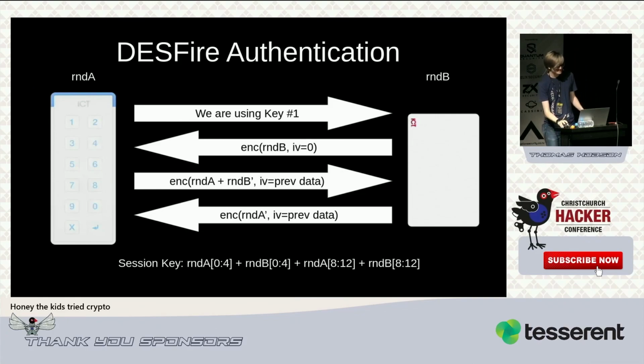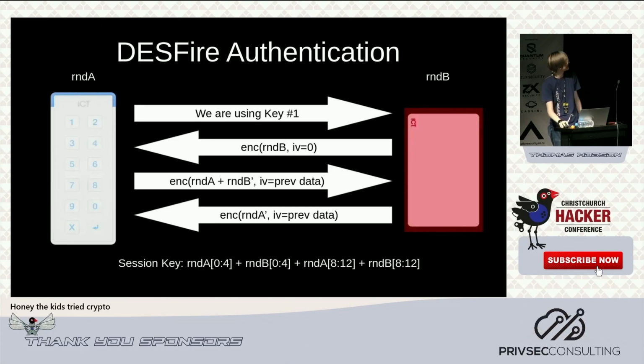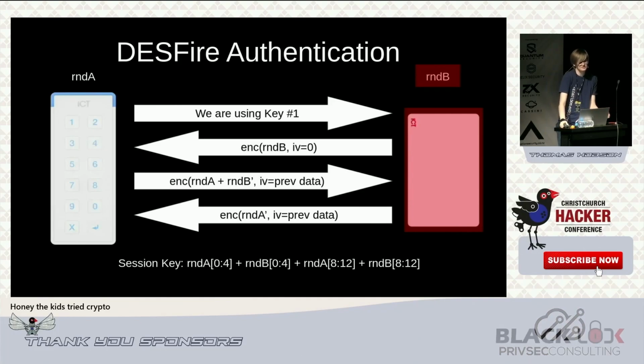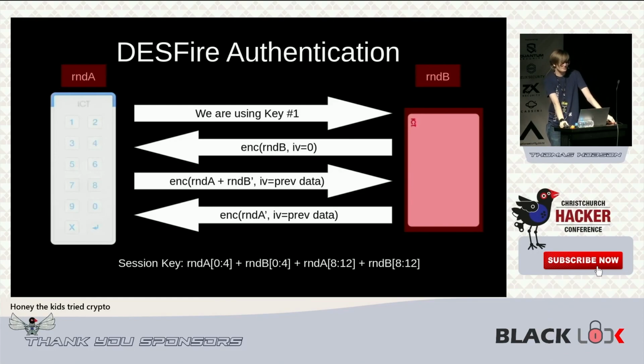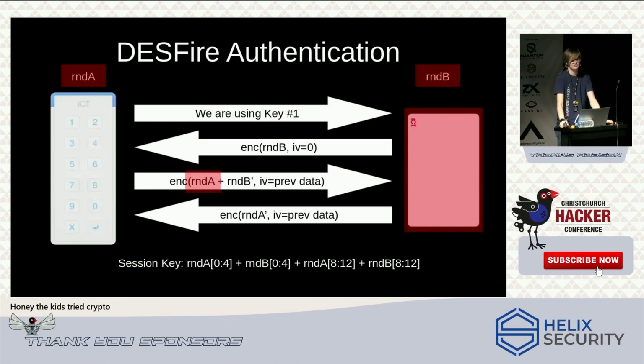But the problem with this is, let's suppose we're an attacker and we want to be the card. That's what this little red box is. That means we also know what random B is. And let's also suppose that the random number generator on this thing is weak, which it is, which means we'll also know random A. And so in the encryption stage, we know random A here, and we can also control this previous data that's come over from the reader.